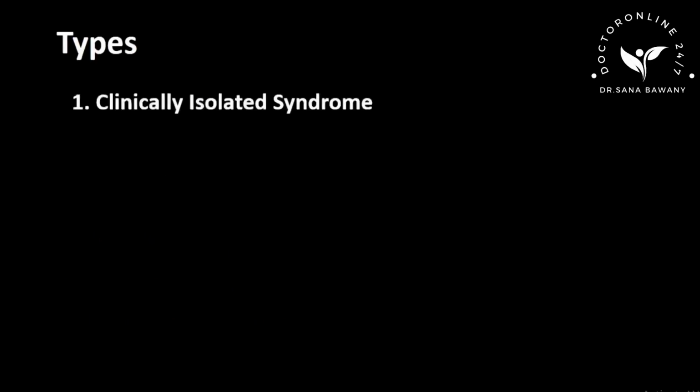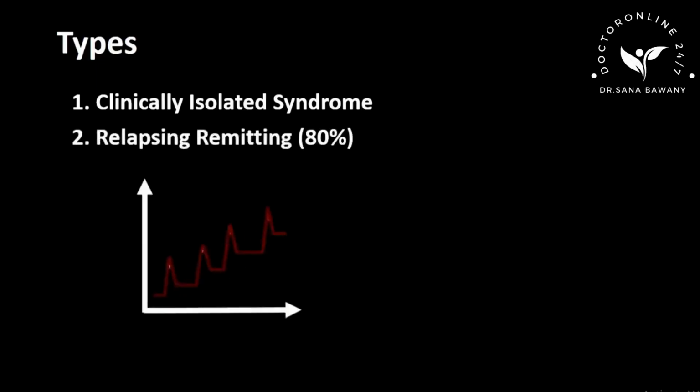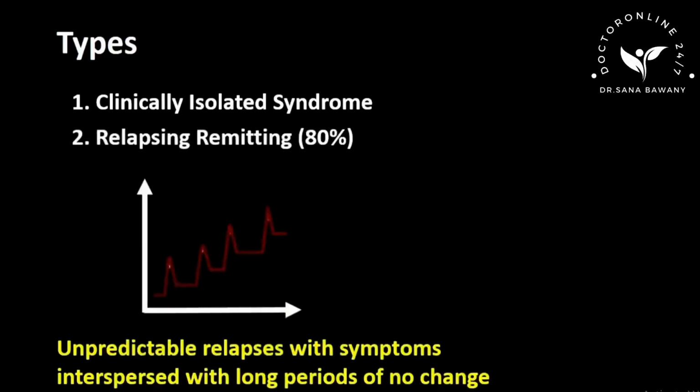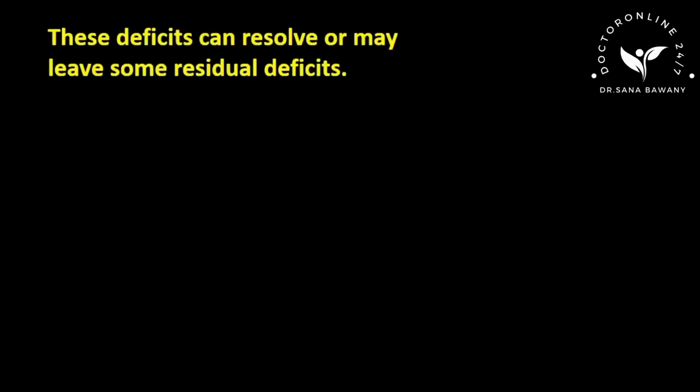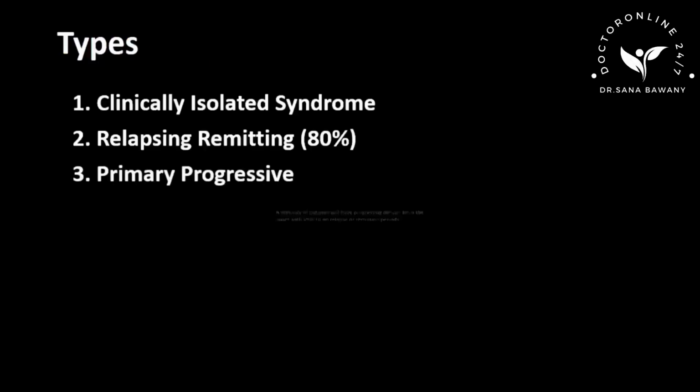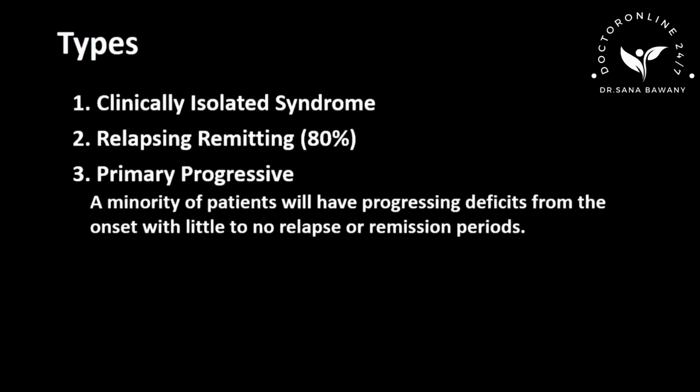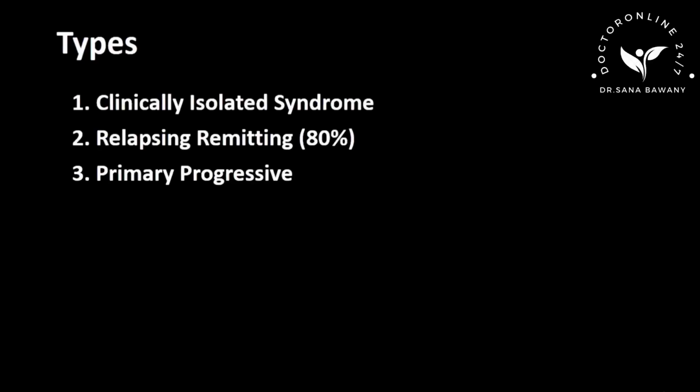But up to 70% of these patients will go on to develop multiple sclerosis. Of the patients with clinically isolated syndrome who will go on to be diagnosed, 80% will have a relapsing remitting pattern, characterized by unpredictable relapses with symptoms interspersed with long periods of no change. These deficits can resolve or may leave some residual deficits. A minority of patients will have progressing deficits from the onset with little to no relapse or remission periods. This is termed primary progressive multiple sclerosis.